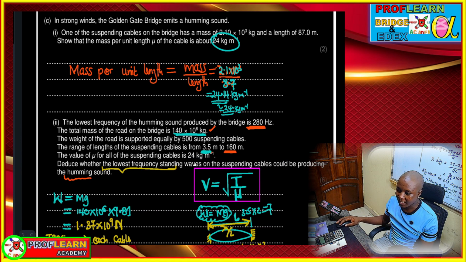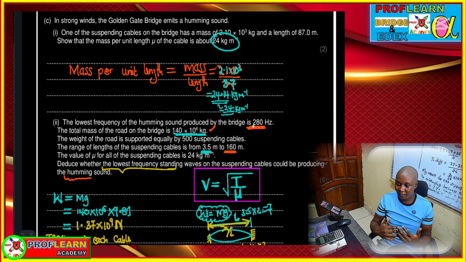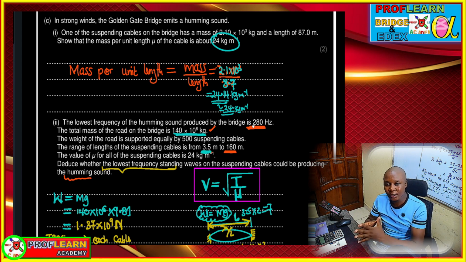Deduce whether the lowest frequency of the standing wave on this wire could produce this particular sound. If the lowest frequency produced by the wire could produce this humming sound, and the humming sound is 280 hertz, so we're going to check, is the lowest frequency going to be 280 or not?